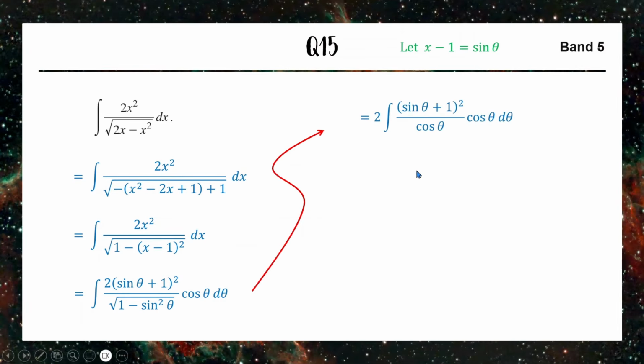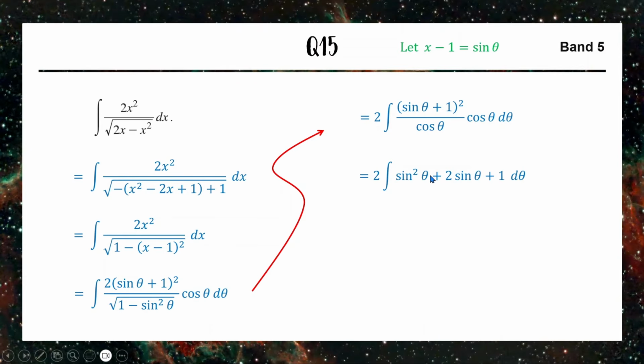Okay, so the bottom, as I said, turns into square root of cos squared, which is cos, and then I've just yoinked the 2 out the front for now, but I think I'm going to bring it back in later, spoiler alert. Cos thetas cancel out, and while I'm doing that, I may as well expand out this perfect square on the top, because I can't integrate this factorized, it's too scary. So expanding that out, I get sine squared, and then I get 2 sine theta, and I get plus 1.